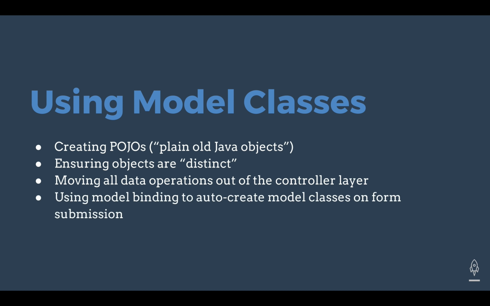And then finally, we'll look at using model binding to auto-create model classes when a user submits form data. That's going to be a handy thing for us to do. It'll save us a little bit of code, and as we'll see in future lessons, it'll also help us validate user input.